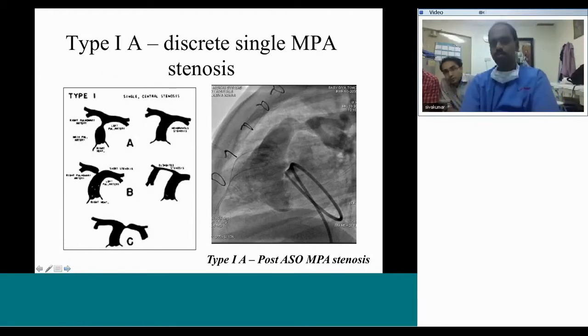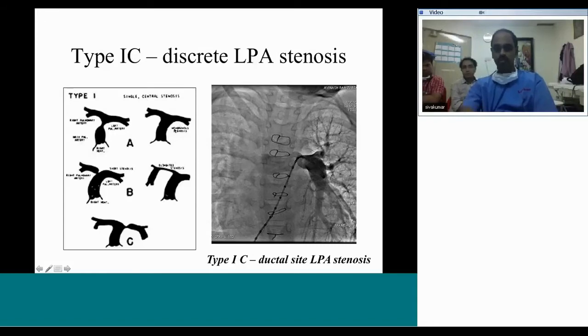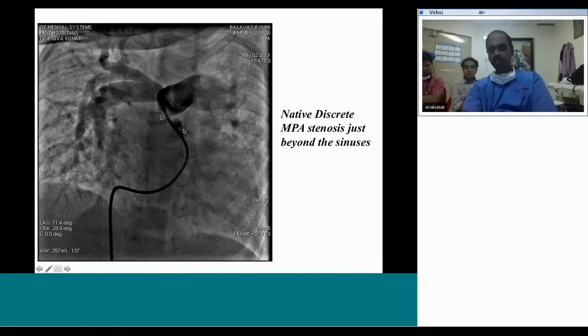Example: this is a post arterial switch discrete main pulmonary artery stenosis at the level of the supravalvar anastomosis. So this will be called type 1 because it is only one level, 1A because it is main pulmonary artery. The etiology for this is post arterial switch MPA stenosis. This is a patient with Noonan syndrome where there is a tethering of the pulmonary valve to the supravalvar sinotubular junction. So this is also a discrete stenosis at the sinotubular junction, another example of type 1A, involving only the main pulmonary artery.